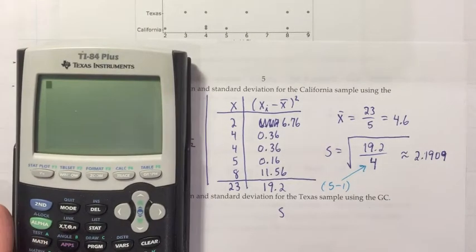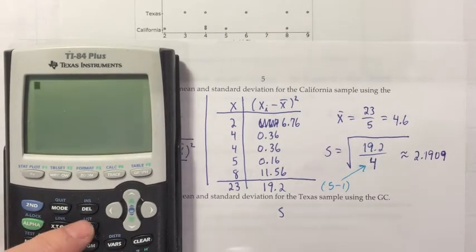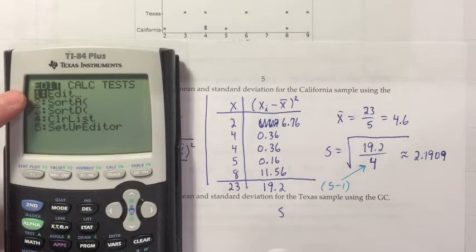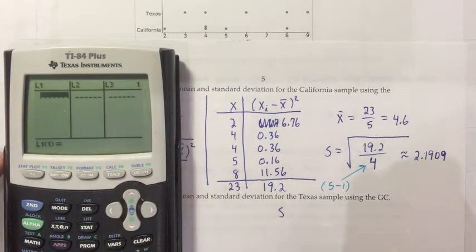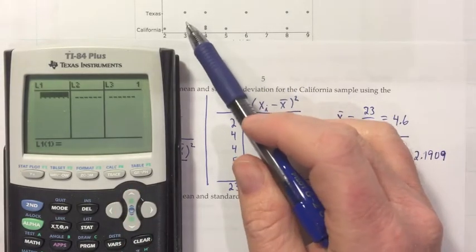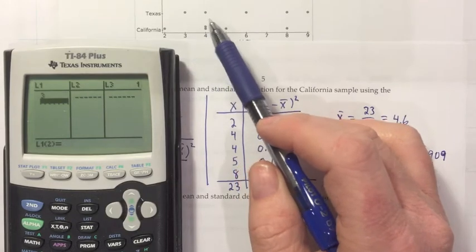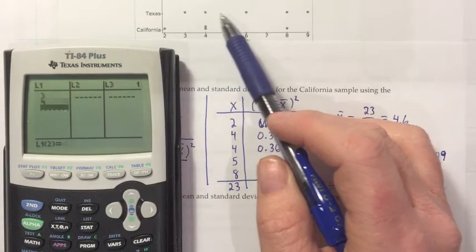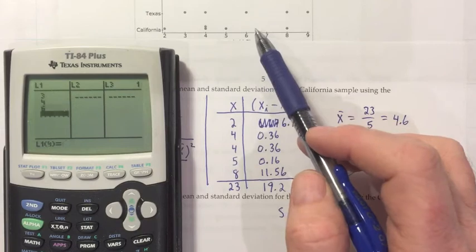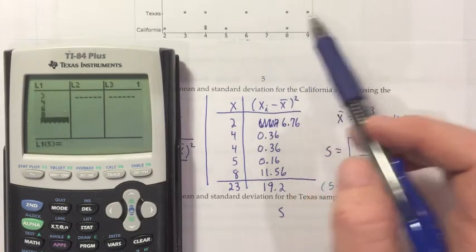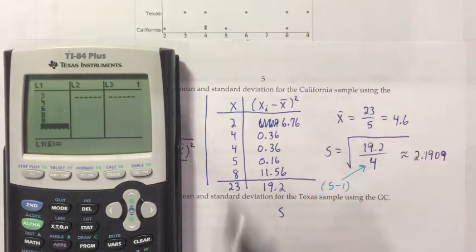So what we want to do is enter the data for Texas in. So I'm going to hit Stat, and with Edit highlighted, press Enter, just like we've entered data before. And I'm going to enter the Texas values. So it looks like a 3 and a 4, another dot at 6, and 8, and 9. And that's basically most of the work. Now I'm going to have the calculator do the rest by just knowing how to ask it.